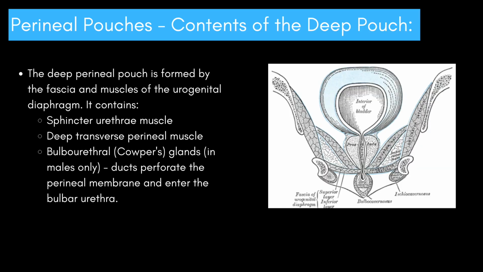Let's next take a look at perineal pouches, contents of the deep pouch. The deep perineal pouch is formed by the fascia and muscles of the urogenital diaphragm. It contains sphincter urethrae muscle, deep transverse perineal muscle, and bulbourethral, Cowper's glands, in males only. Ducts perforate the perineal membrane and enter the bulbar urethra.